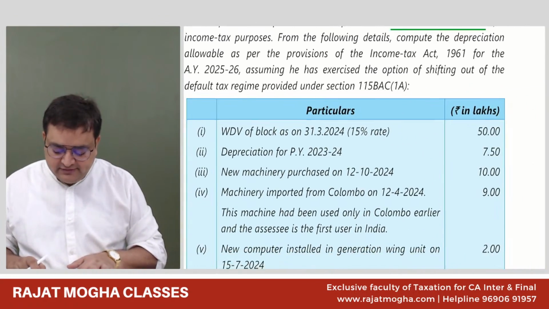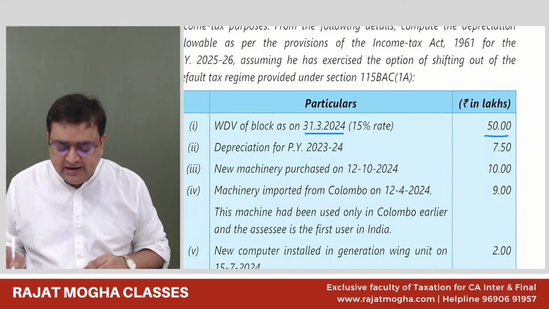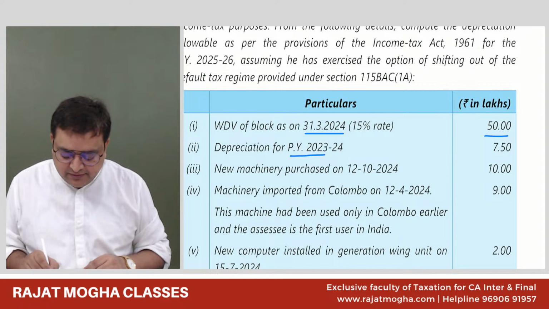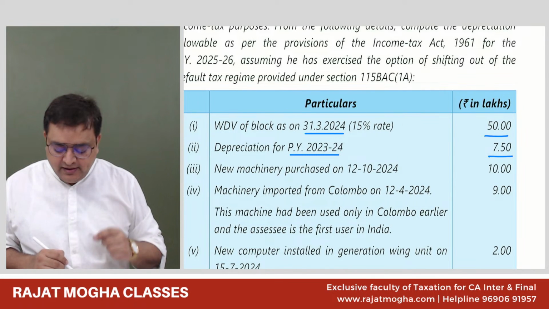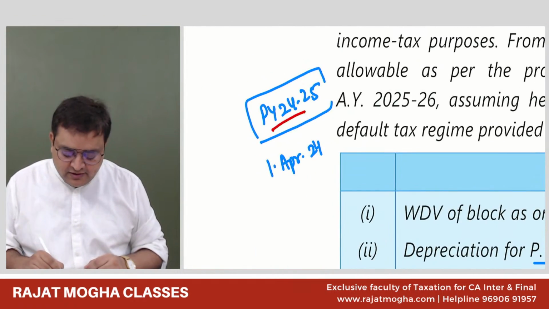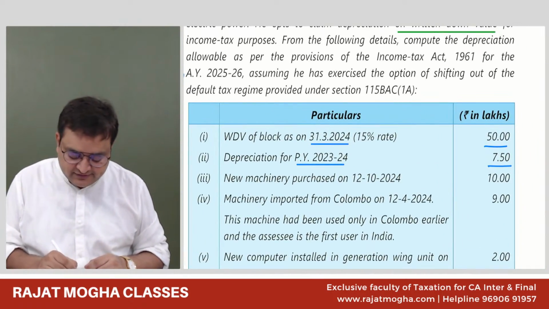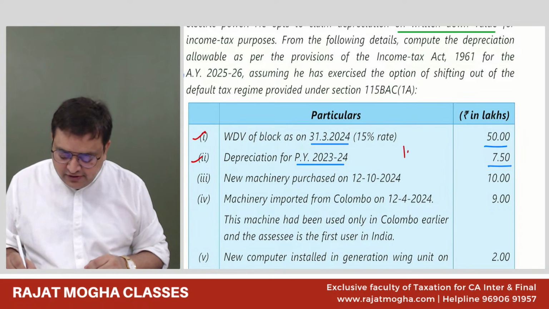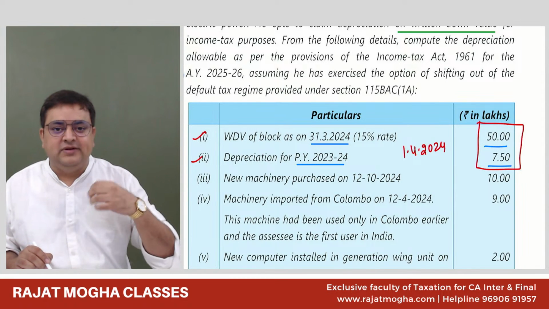Now just see that the WDV as on 31st March 2024 is 50 lakh, and depreciation for the previous year 23-24, last year's depreciation, is 7.5 lakh. We have to calculate for this previous year starting from 1st April 24. Guys, just read these two lines and tell me how much is the WDV as on 1/4/2024. 42.5. Correct. We will not start with 50 because 50 was the last year closing.